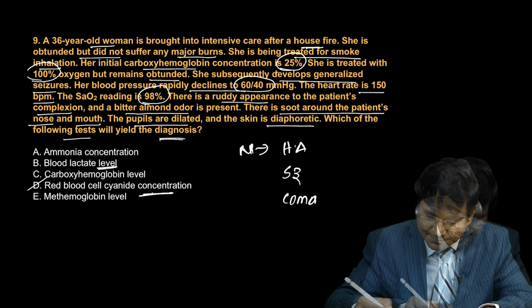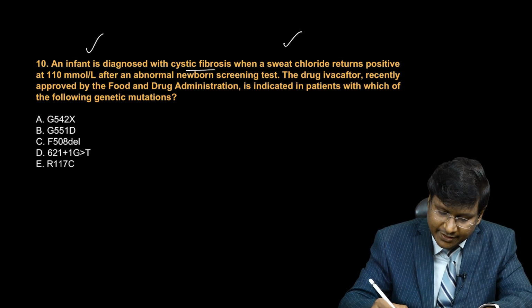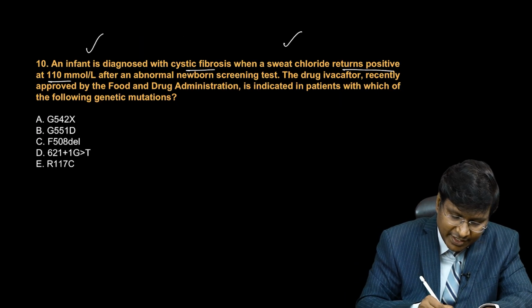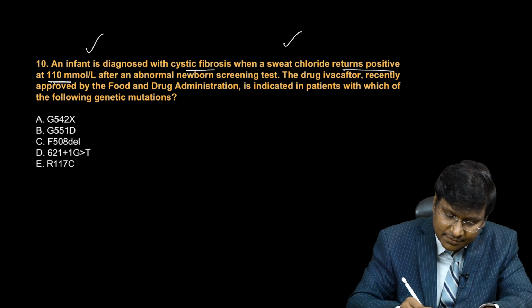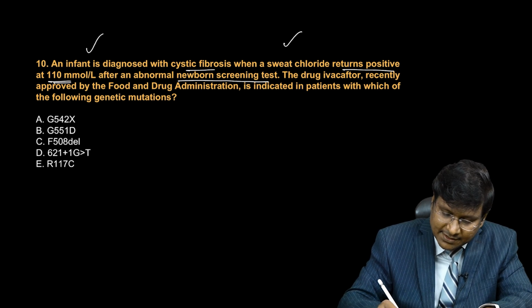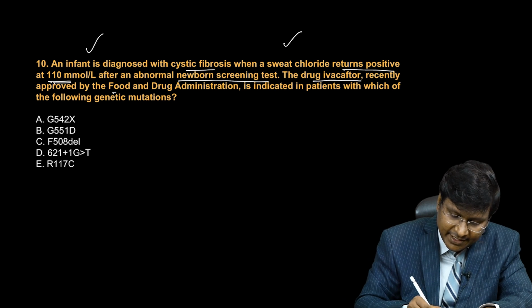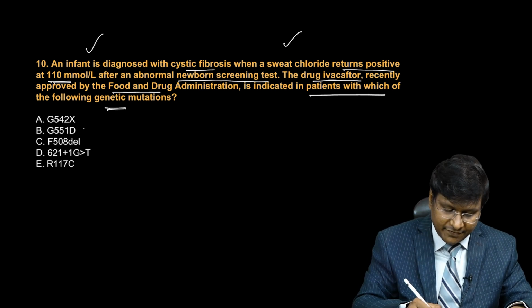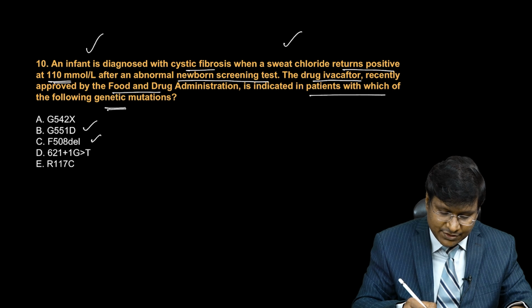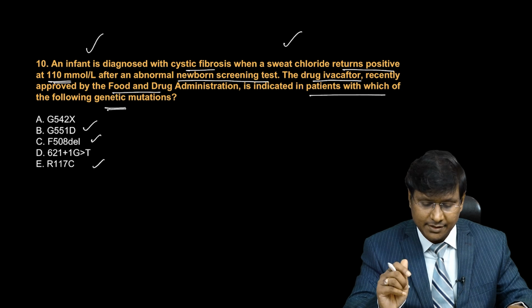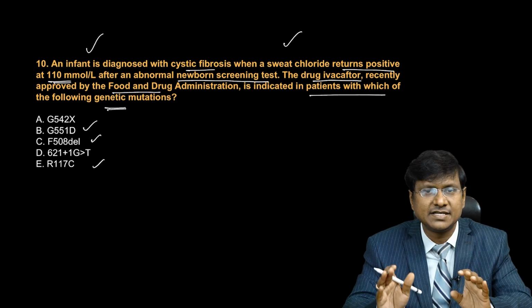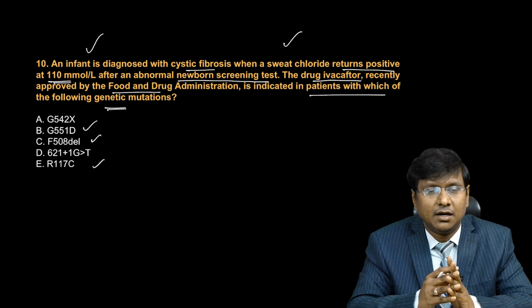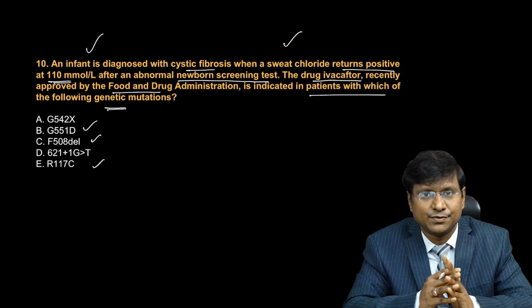Okay. Next question. An infant is diagnosed with cystic fibrosis when a sweat chloride returns positive at 110 millimoles per liter after an abnormal newborn screening test. The drug ivacaftor, recently approved by FDA, is indicated in patients with which of the following genetic mutations? G542X, G551D, F508 deletion, 621 plus 1GT mutation, R117C mutation, right? So this ivacaftor is the one which will prevent the progression of cystic fibrosis, right?